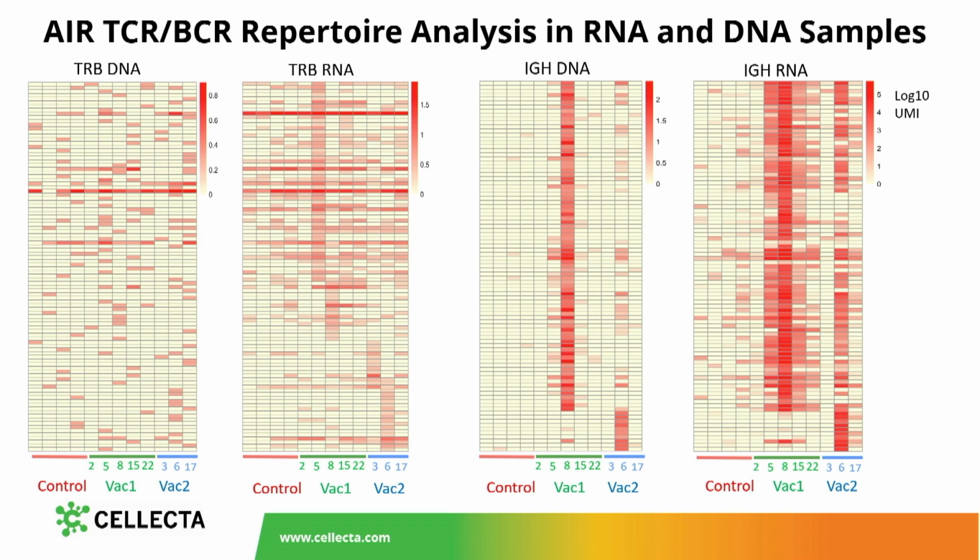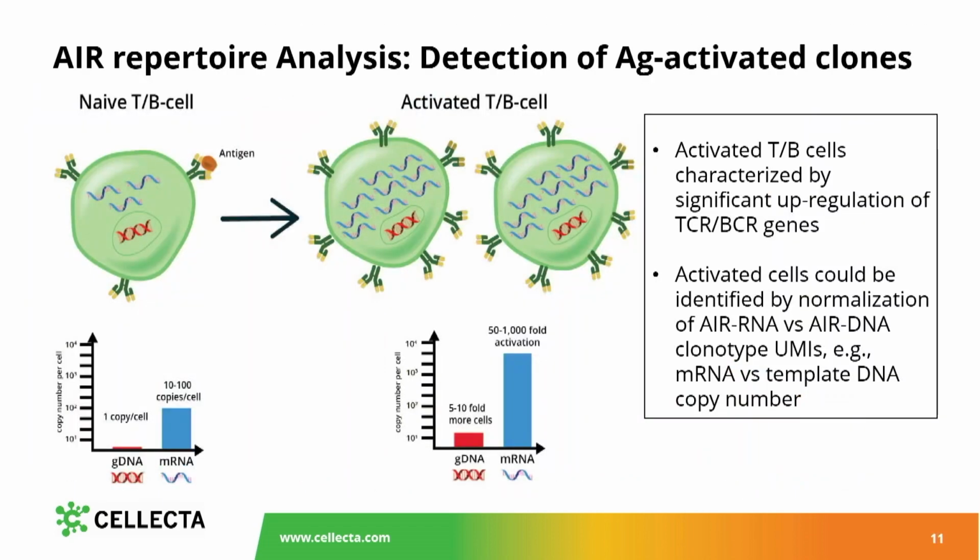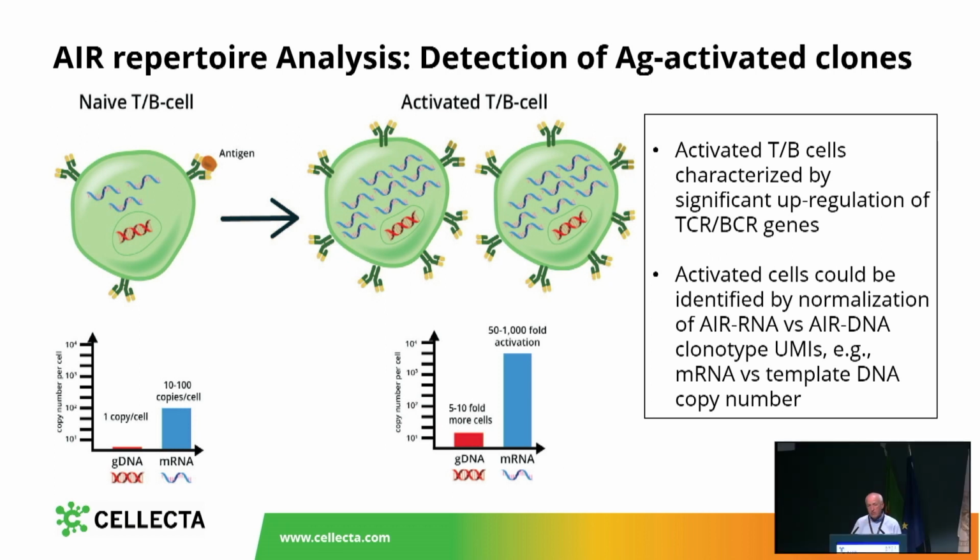We speculate that this type of data can be useful in order to identify activated clonotypes, not only for vaccination, but for many other biological experiments. And in this case, you just need to normalize RNA-based profiling data to DNA-based profiling data. In this case, you can easily identify activated clonotypes. For B-cell receptors, it's easy.